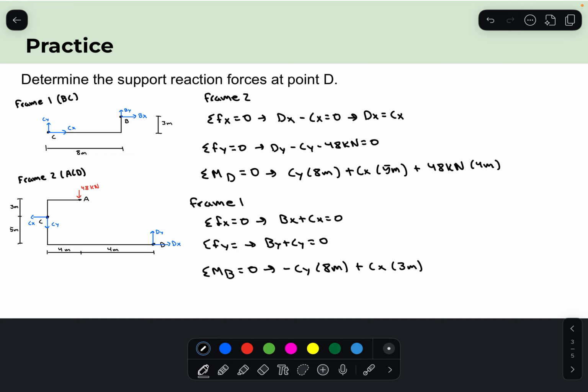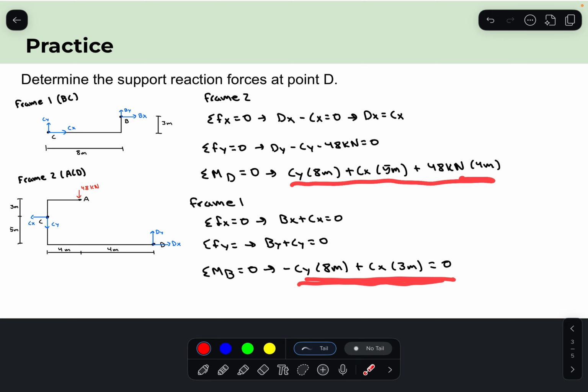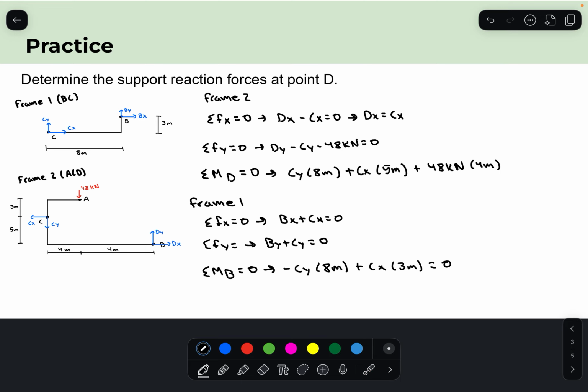Okay, so now you can sort of see where that overlap I was talking about is coming from. We have this equation here with just Cx and Cy, and we also have this equation here with just Cx and Cy. So we're going to use the fact that we have those two equations and they have two unknowns, so we have a system of equations that we can solve for the variables and then plug them in to get what we desire, which is the reaction forces at point D.